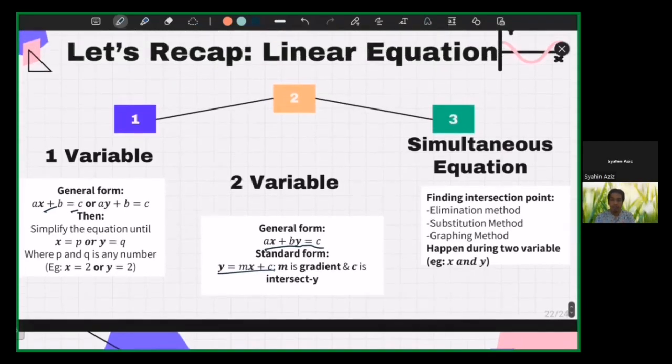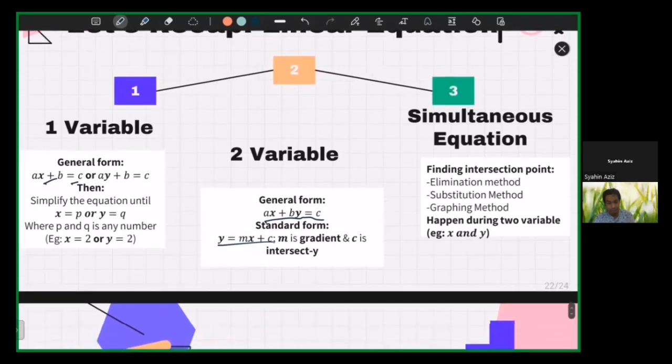And also we learned about simultaneous equations. So we find the intersection point using the elimination method, substitution method, and graphing method. And usually it happens with two variables, for example, x and y.